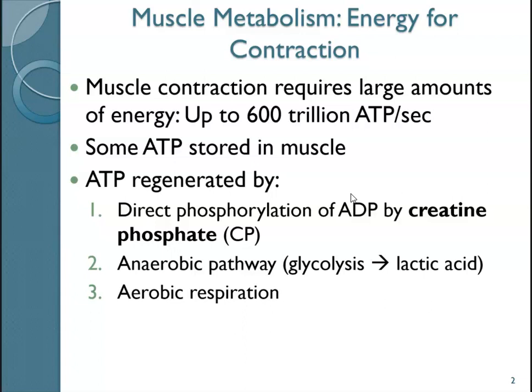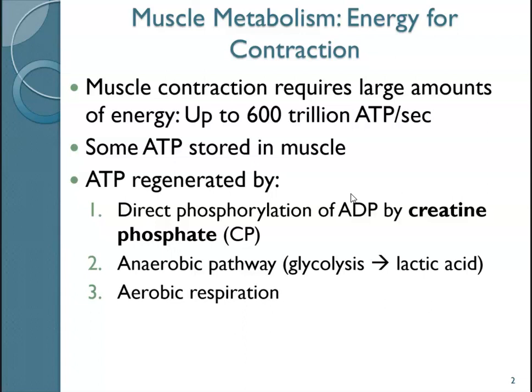The second method is the anaerobic pathway, where glucose is broken down to pyruvic acid, and in the absence of oxygen it becomes lactic acid. We generate two ATPs per glucose molecule this way.